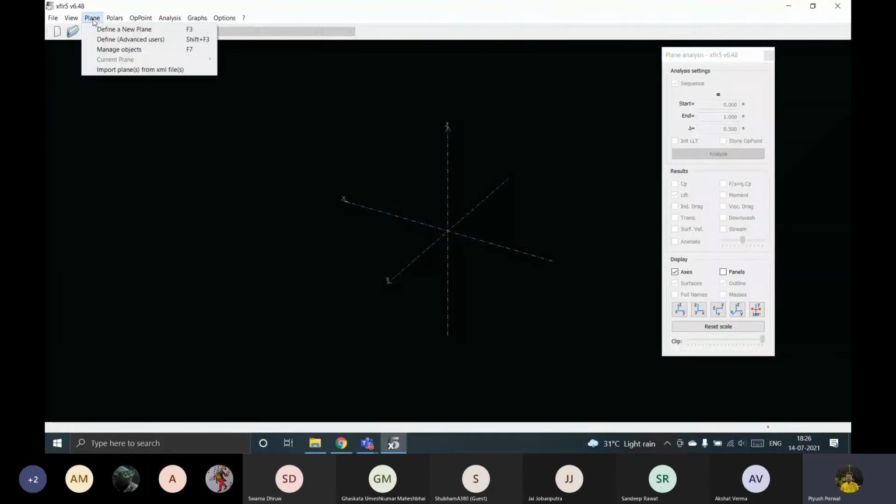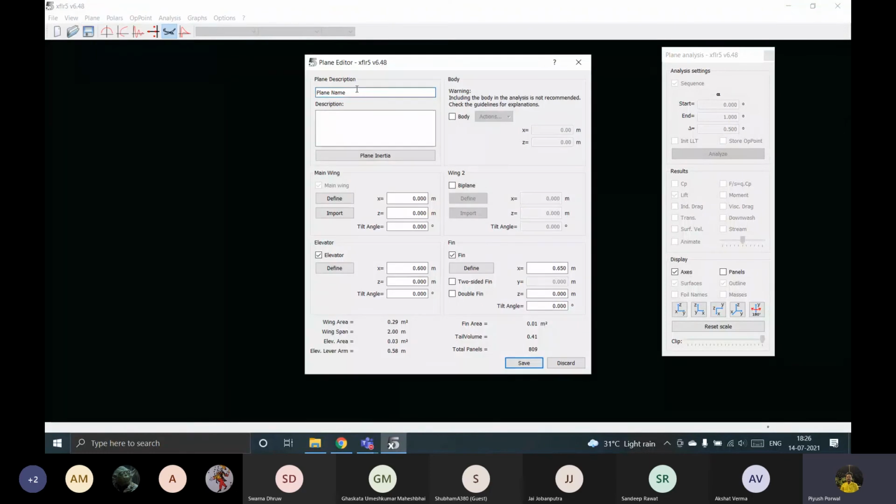So this is how you design a plane. Then there is a plane option, then there is define a new plane. You can name it whatever you want. Then there are four parts: main wing, elevator, fin. Fin is the vertical tail. Then wing 2. If you want to design a biplane, then you use two wings, the main wing and the second wing. We will not be going into the biplane part.